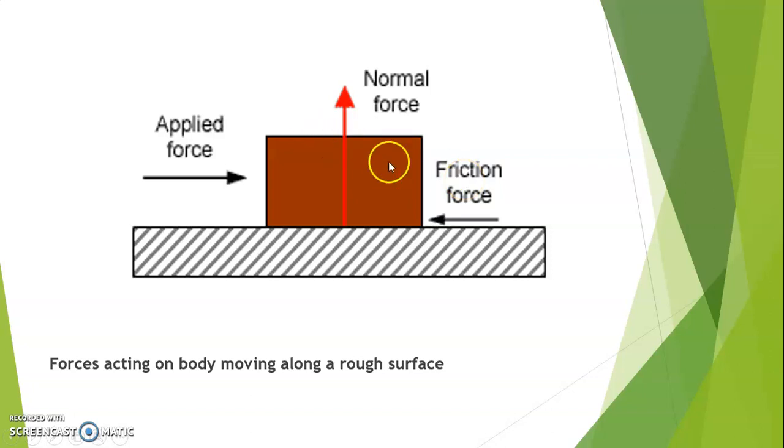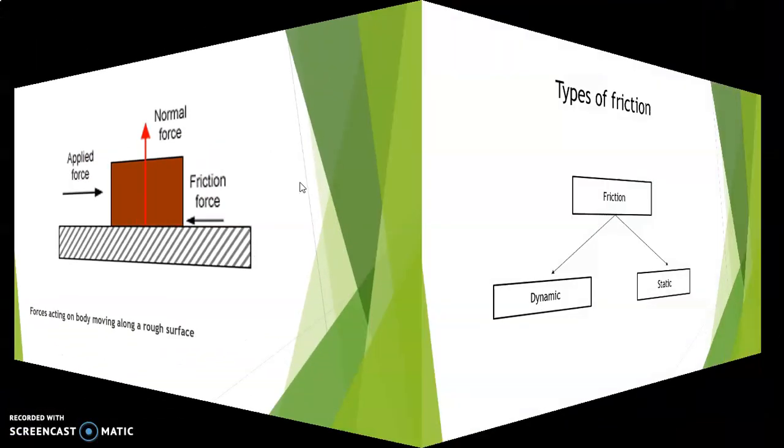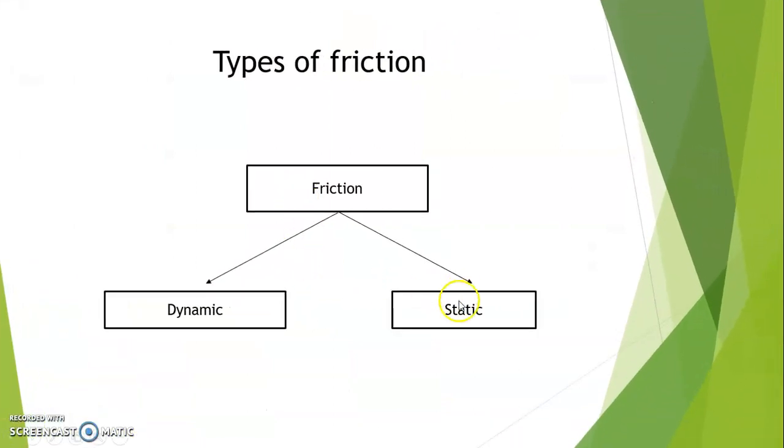So in the case whereby the applied force is not able to overcome the friction force, then we have what we are referring to as static friction. Static friction is friction experienced by bodies which are at rest. On the other hand, dynamic friction is the friction experienced by bodies which are in motion.